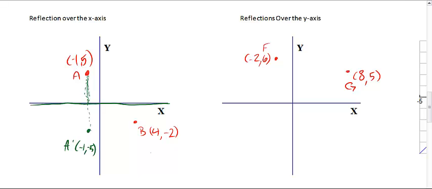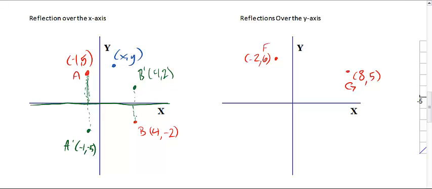If I try with another point, this point B is about 2 units below, so I need to move 2 units above, and I notice that B prime has the same x-coordinate, but it's at (4, 2) instead of (4, -2). So hopefully at this point you've noticed a trend, and we can generalize, and if not, take a second to think about it.